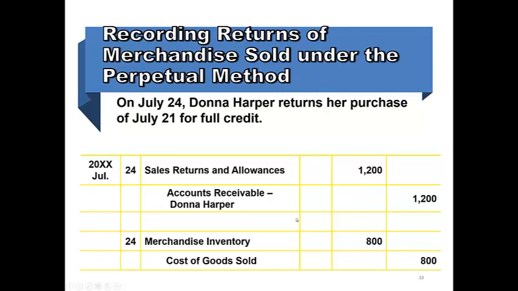To record a return, it says on the 24th, Donna Harper returns her purchase of July 21st for full credit. So this is a sales return. Remember, we sold this merchandise to Donna Harper, and now we're going to have to debit sales returns and allowances and credit accounts receivable at retail. And then we're going to have to move the merchandise inventory back into merchandise inventory, and then credit cost of goods sold for $800.